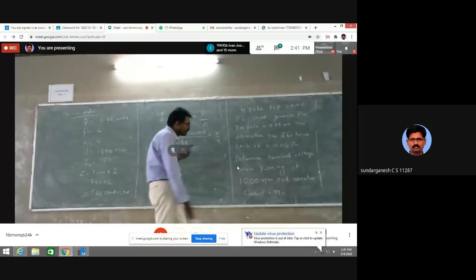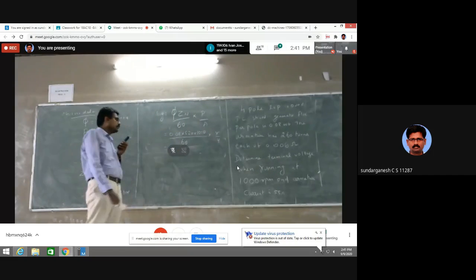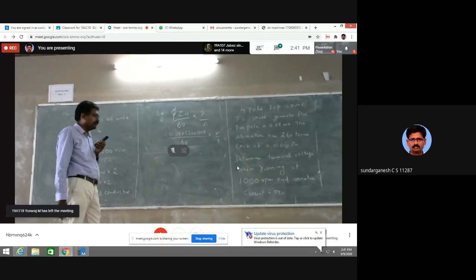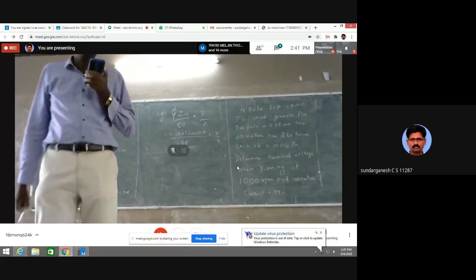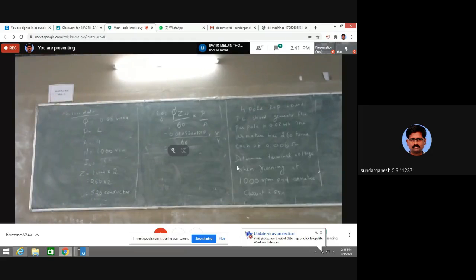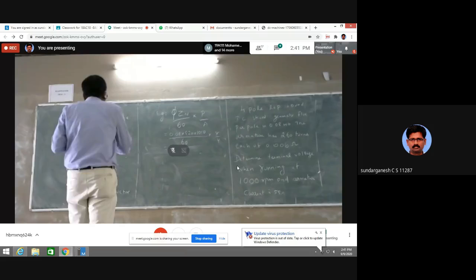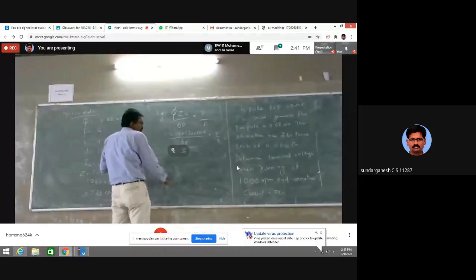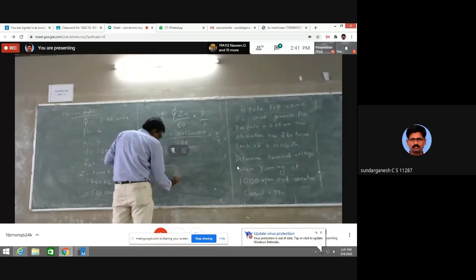But they have asked the terminal voltage. They are not asking for EG, they are asking V. Then we have to draw the diagram. There is no way, you have to draw the diagram. If it is EG, the formula is same for every generator. So they asked the terminal voltage, so you draw the shunt generator connection.